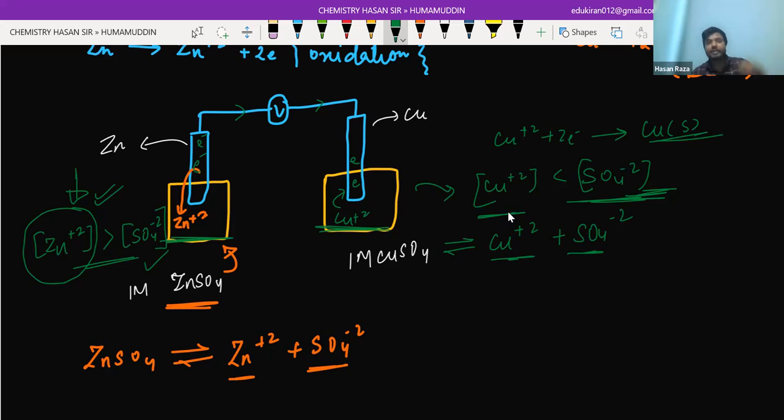So to increase the durability or long life of the battery, we use a salt bridge. Now we will talk about this salt bridge. First, you are going to write some points. And then let me know.